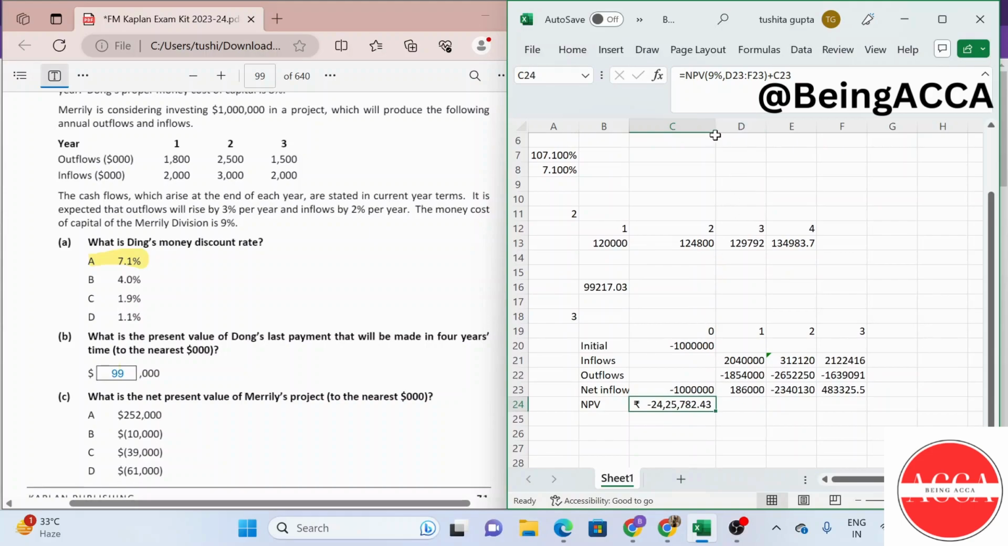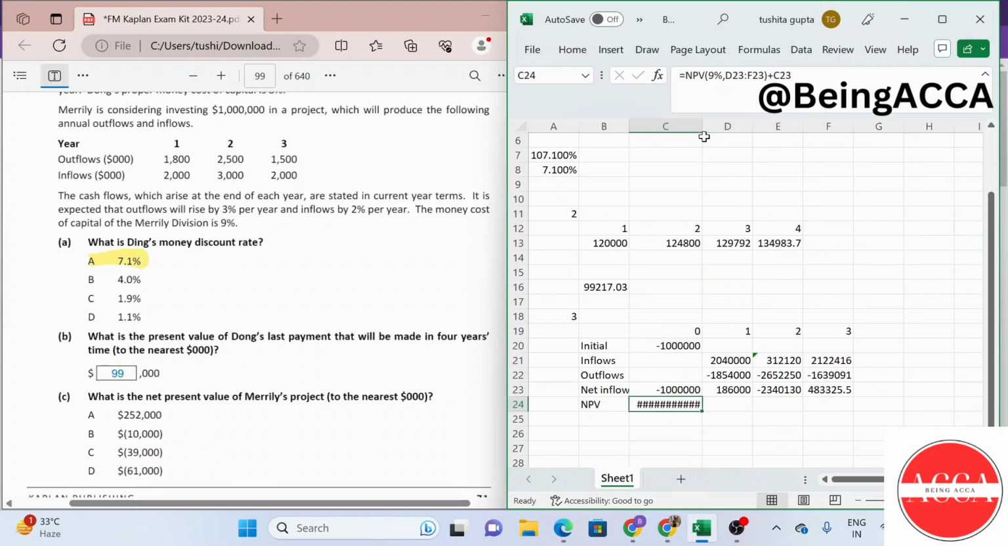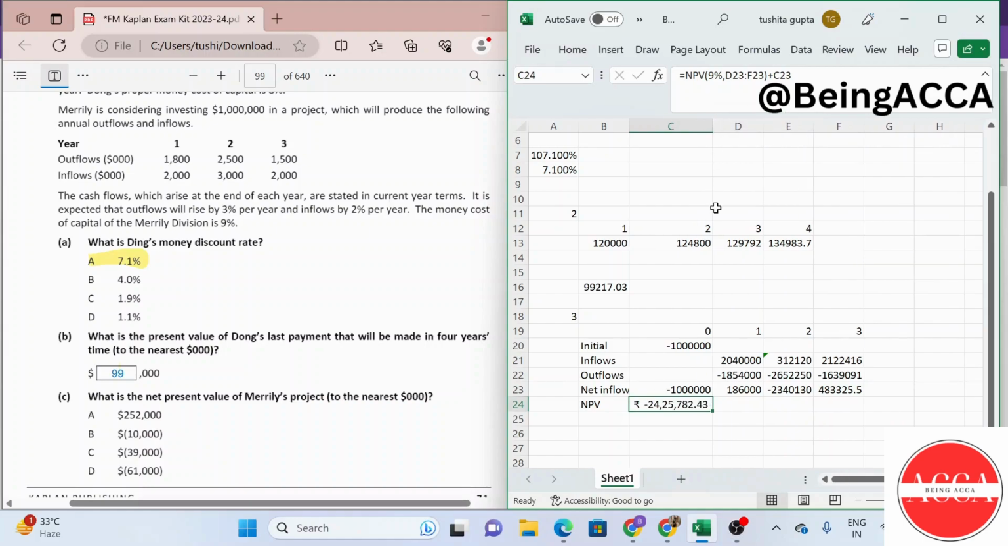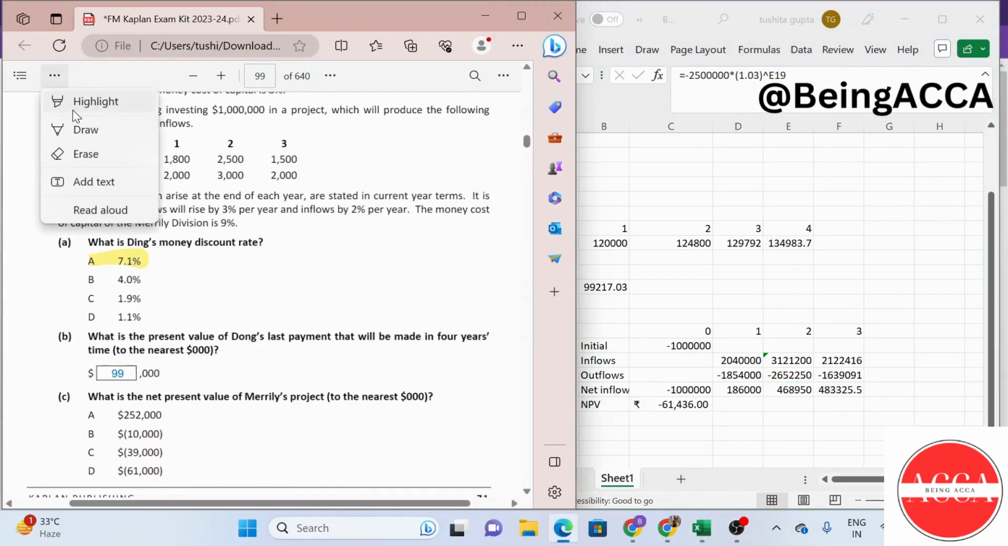Okay, this does not seem to be an option. Let's first find out whether we made any mistake. Oh yes, we did forget a 0 over here. And now we have come to the right answer, which is 61,436, and to the nearest value will be this, option D. So this is my answer.